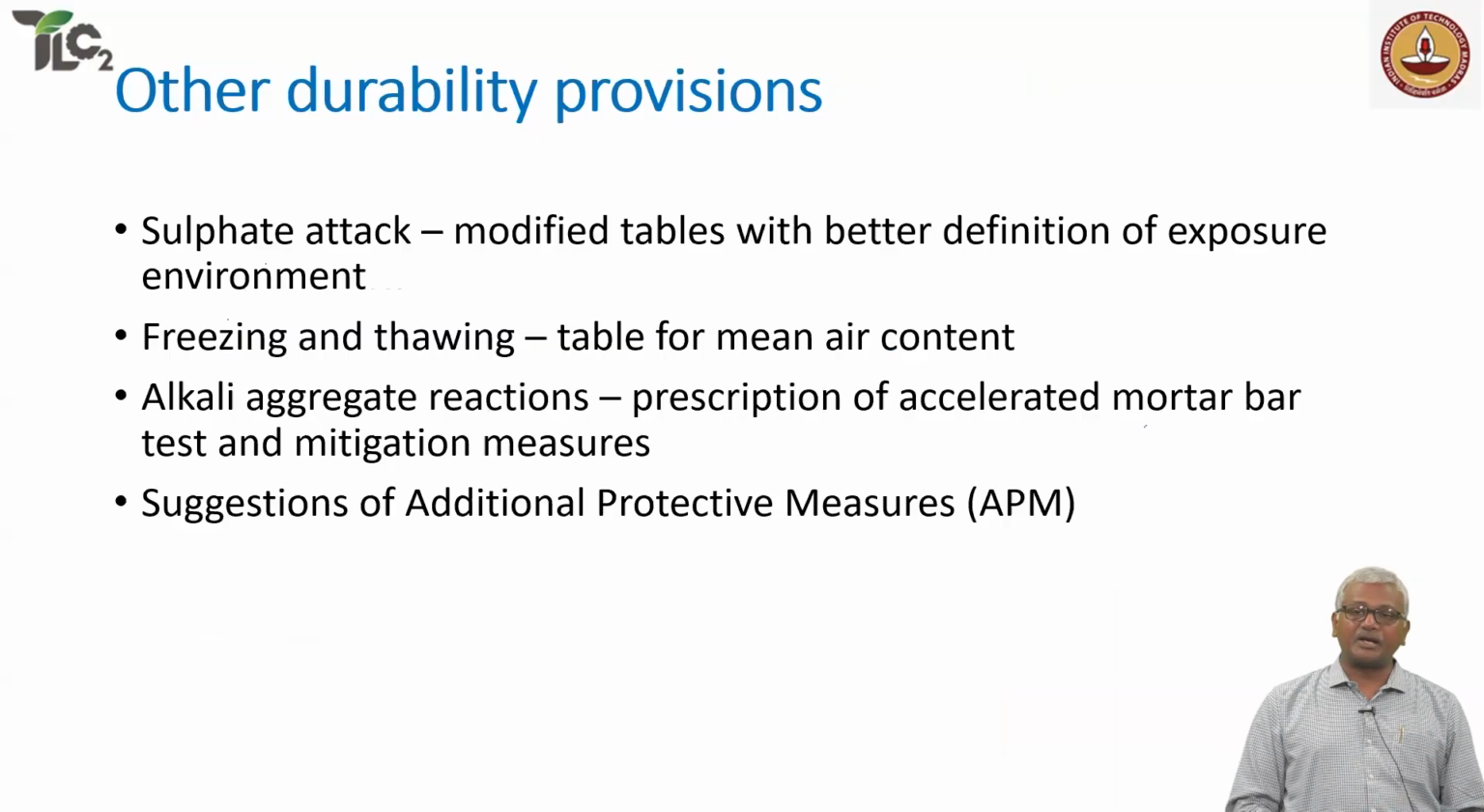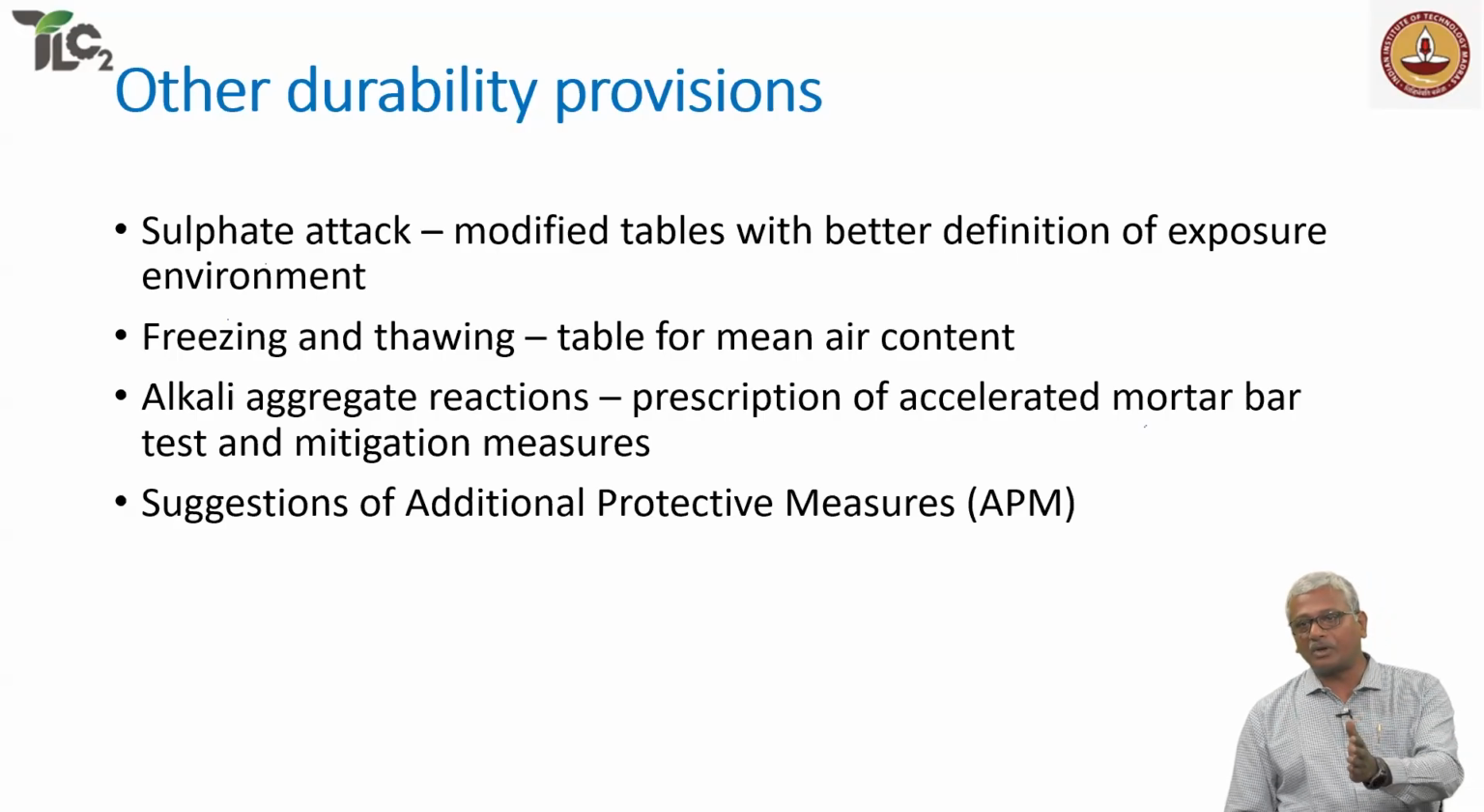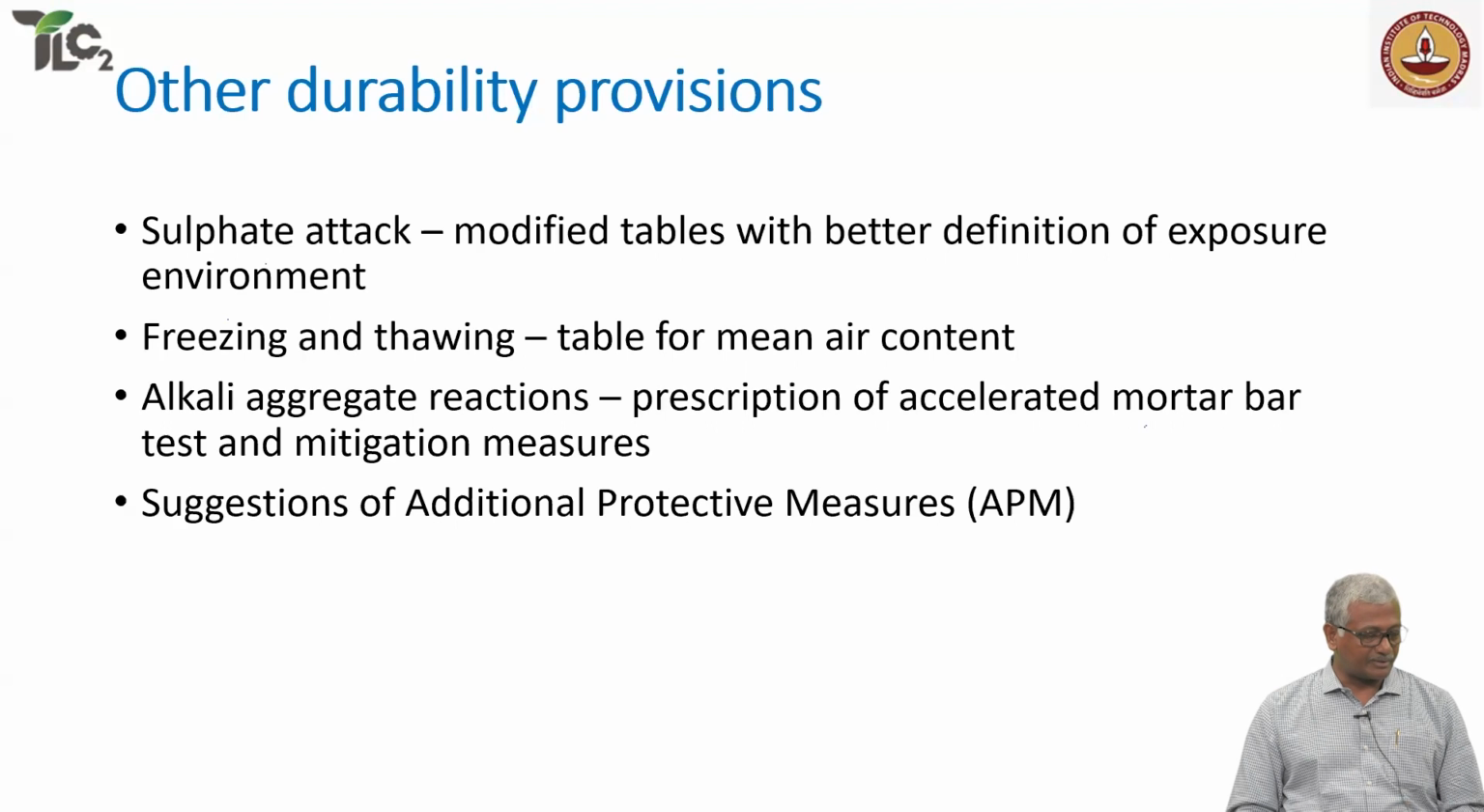There are durability provisions provided for other exposure classifications also, like sulfate attack, for instance. There are modified tables now with better definition of exposure environment, which were not previously available. There's a table for air content for freezing and thawing. And then for alkali aggregate reaction, there are prescriptions of accelerated mortar bar tests, which were not really indicated in the previous version of the code. And there are also, as I said, suggestions for additional protective measures, which are important when you are actually dealing with unprecedented situations. You can't always rely on high quality design of the concrete. You have to look at additional measures in some cases, depending upon the importance of the structure that you're designing.